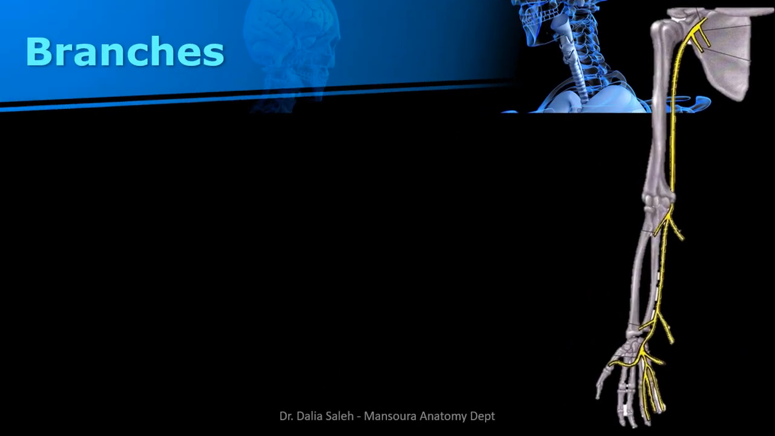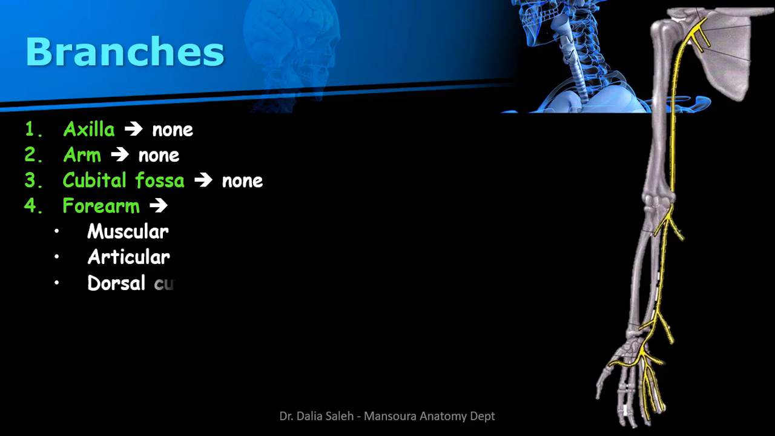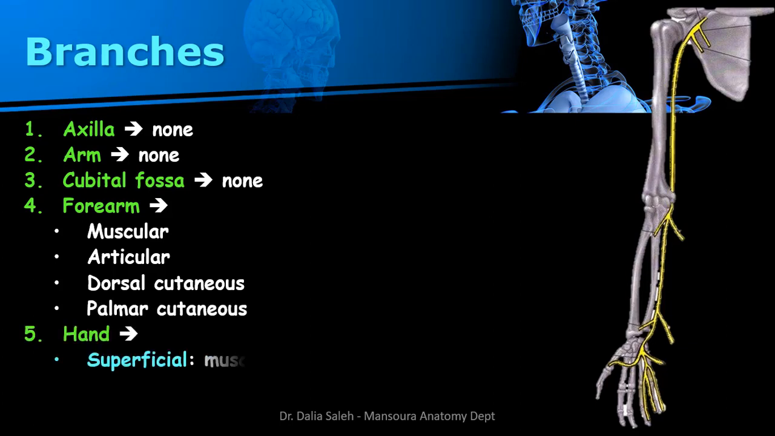Along its course, it has no branches in the axilla or in the arm or in the cubital fossa, but in the forearm it starts to give its muscular branches and articular branches, and also gives dorsal cutaneous and palmar cutaneous branches. Then, when it enters the hand, it gives a superficial branch. It has muscular and cutaneous components, and then a deep branch which is muscular to the short muscles of the hand and also articular to the small joints of the hand as well.